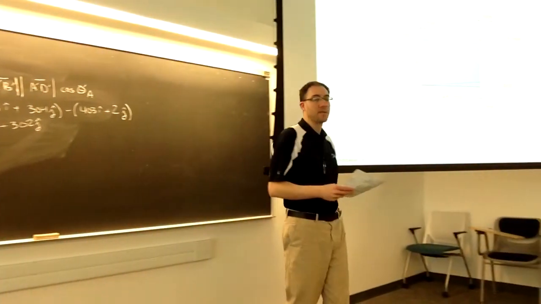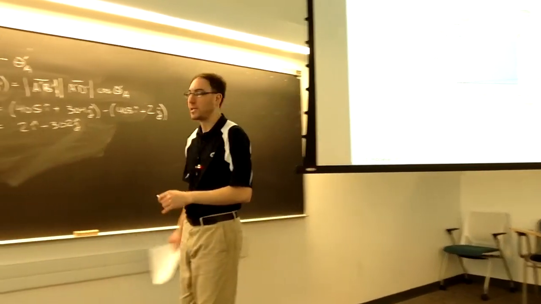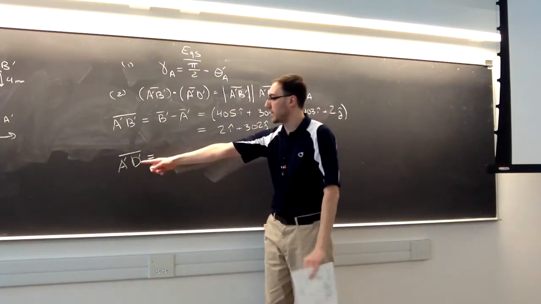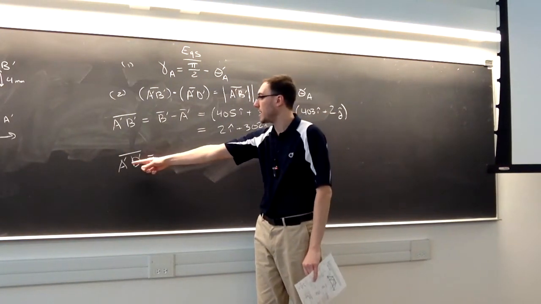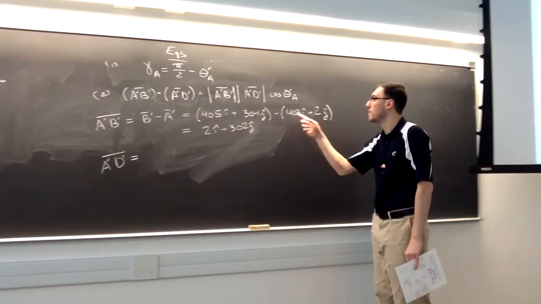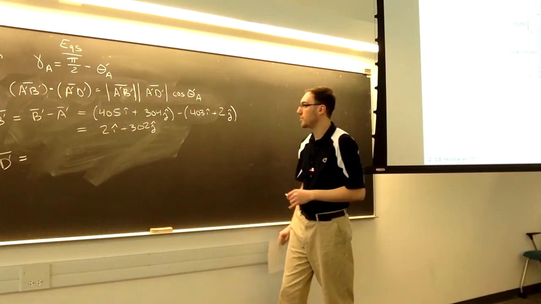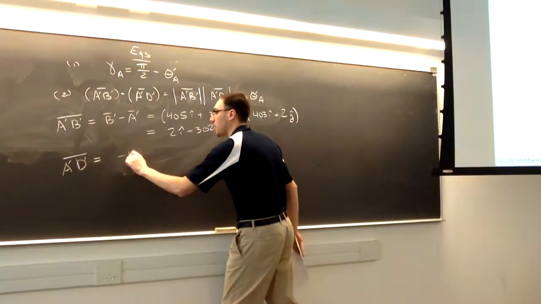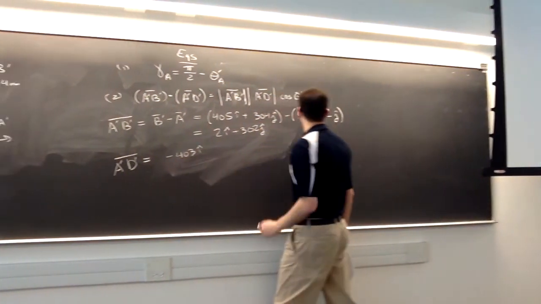A prime D prime is going to be easier because D prime is situated at the origin. It's going to be 0i, 0j minus what I just found for A prime, minus 403i plus 2j. So this will be minus 403i minus 2j.